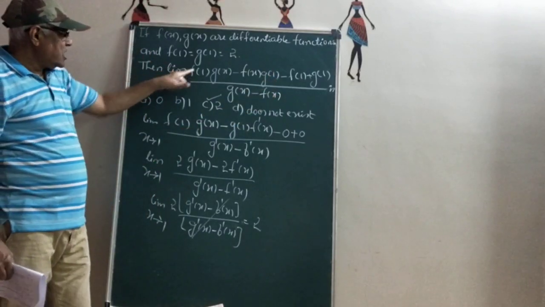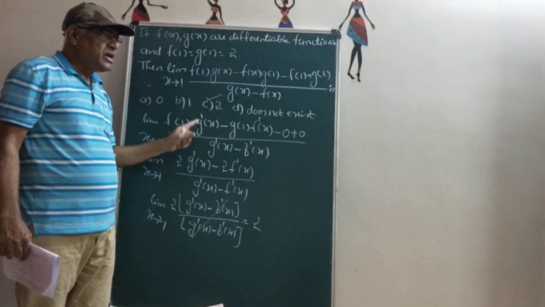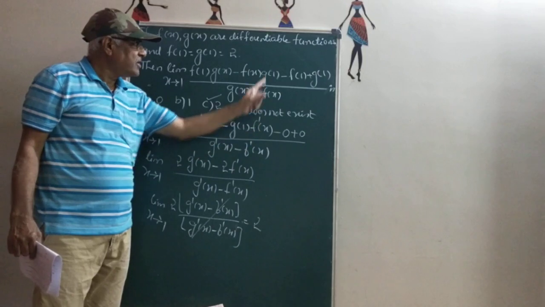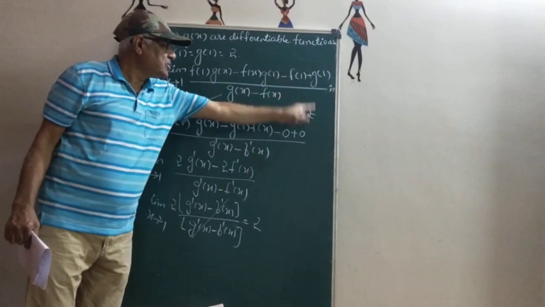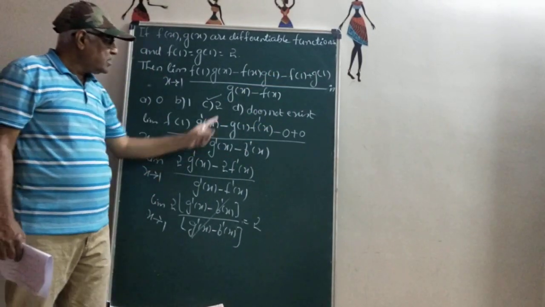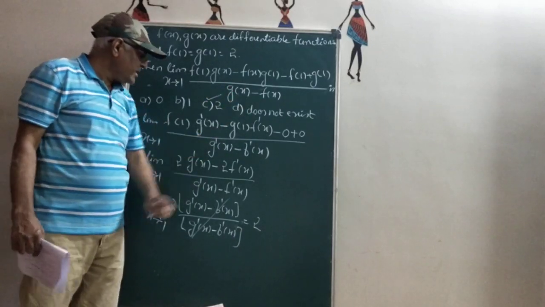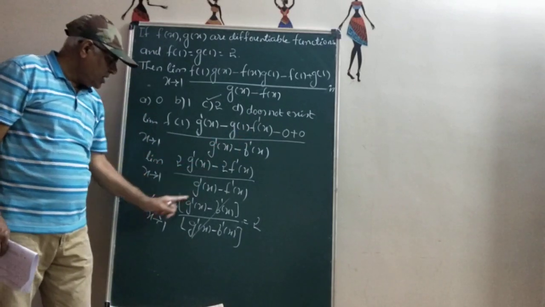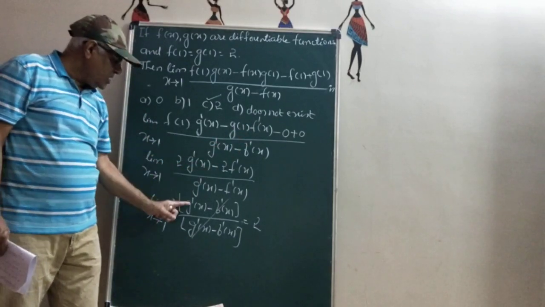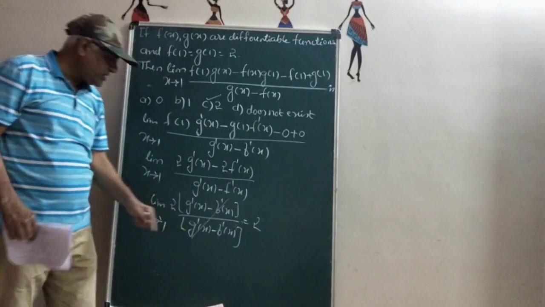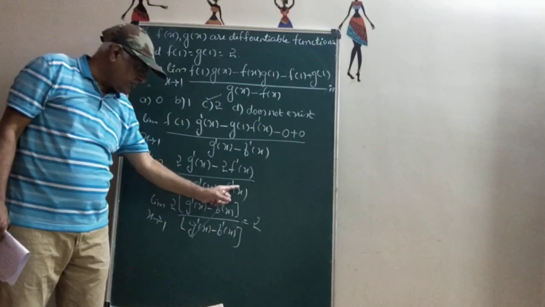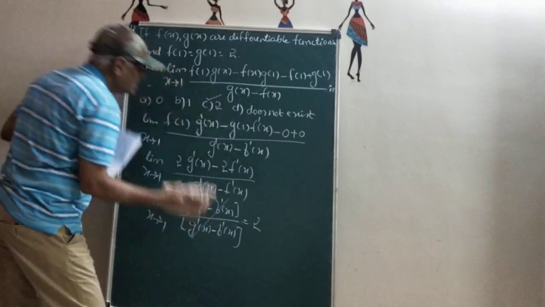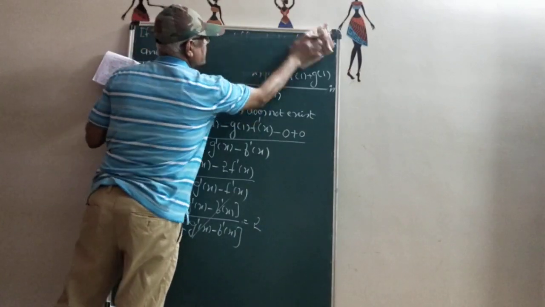Apply the L'Hopital rule. f(1) is kept constant, the derivative of g(x) is g'(x), minus g(1) is constant, the derivative of f(x) is f'(x), minus the derivative of f(1) is 0, and similarly of g(1) is 0, divided by similarly g'(x) minus f'(x). Now let me replace the values of f(1) and g(1) by 2. After this, in the numerator 2 is constant, 2 into the bracket g'(x) minus f'(x) divided by g'(x) minus f'(x). Both of these two are getting cancelled. That is equal to 2 is the answer. Which one is it? The third option is the answer.